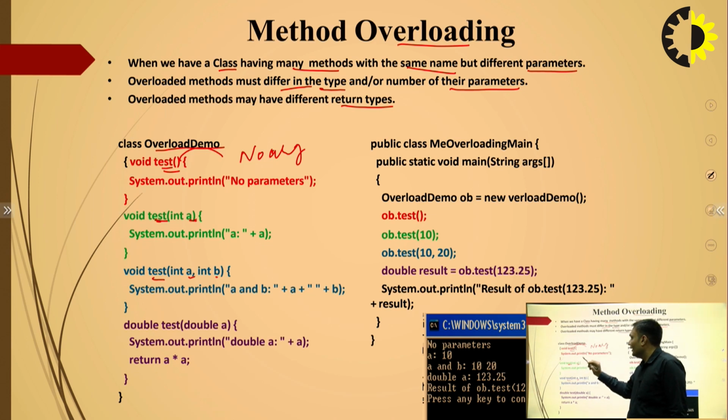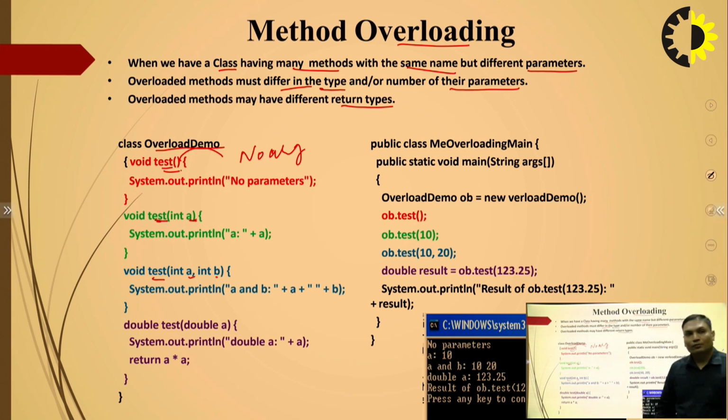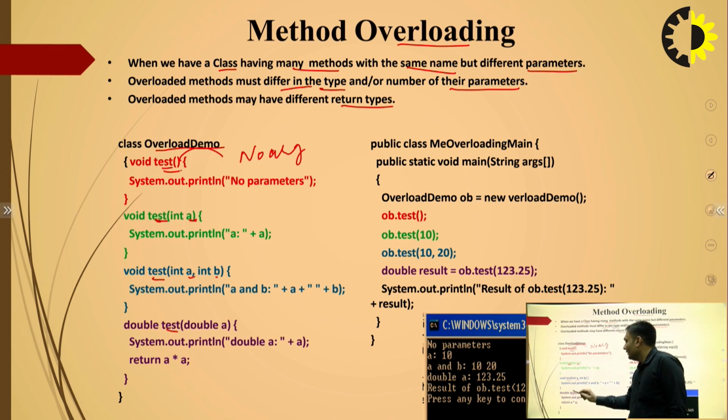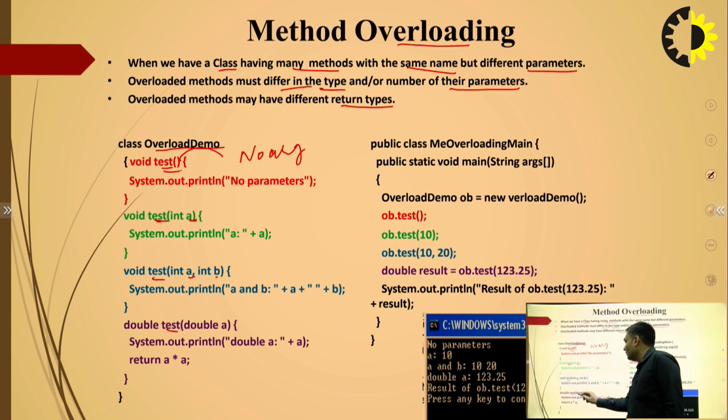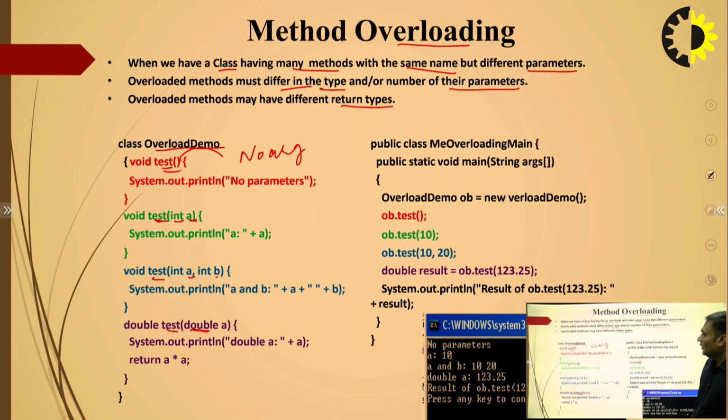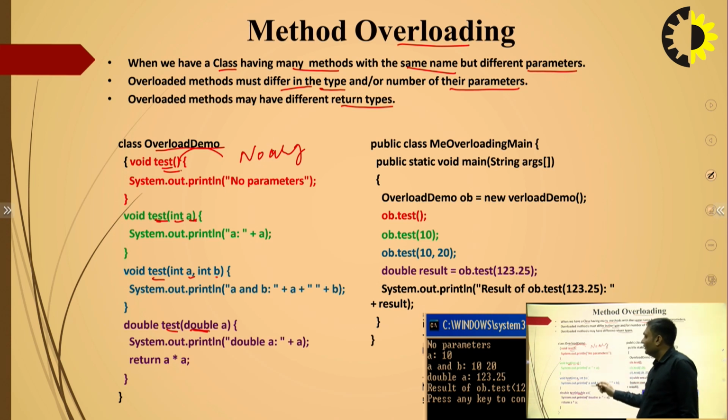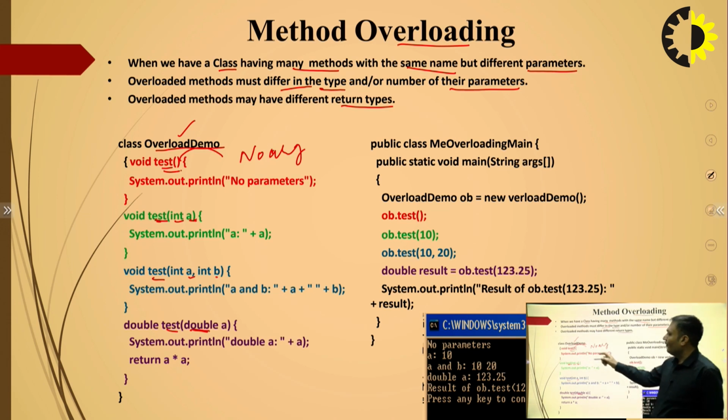There is one argument and there is no argument. So there are three methods named test but having different argument values. Now again there is one method with the same name, test, but the argument type is different. Here the argument type is integer, here the argument type is double. So there are four methods inside this class for method overload, but all the methods have different arguments.